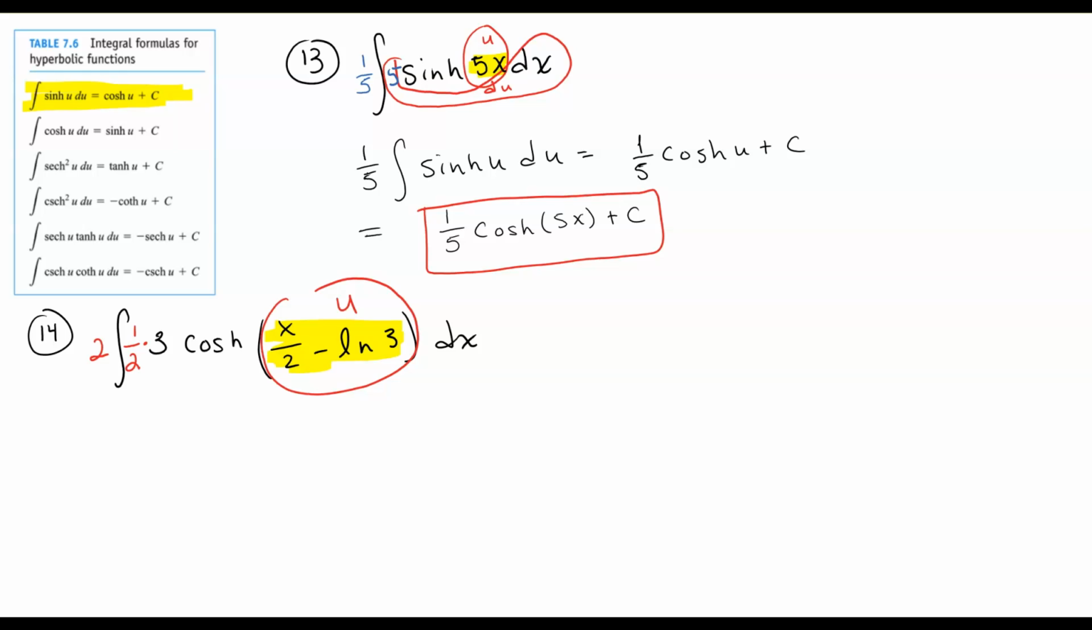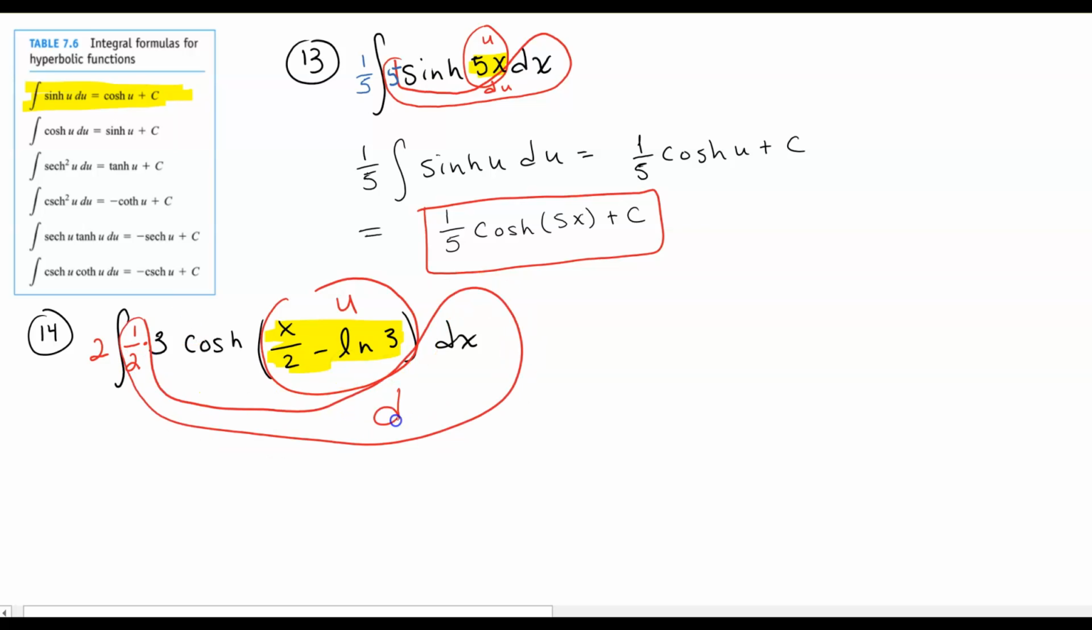Okay, and now we're ready to circle our du, which is going to be this right here, 1/2 dx. That's our du. All right, and now the 3 can be pulled outside. We've got 3 multiplied by 2, and we end up with 6 on the outside here. So we have 6, and then we're going to have the integral of the cosh of u du.